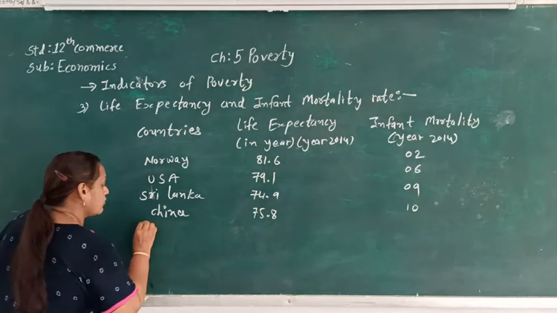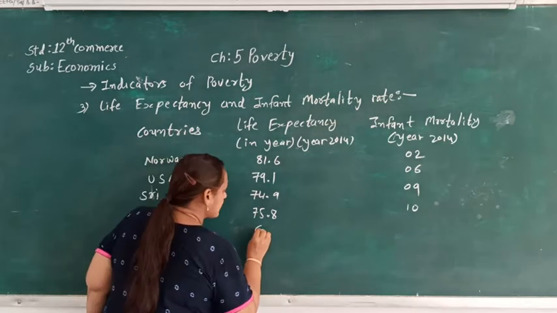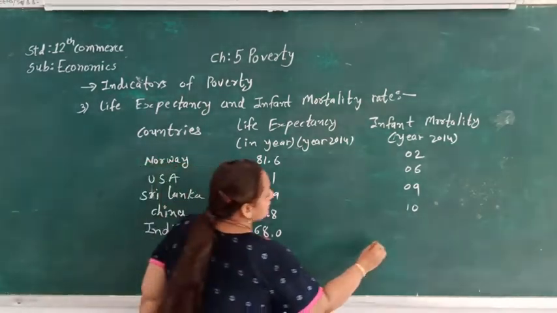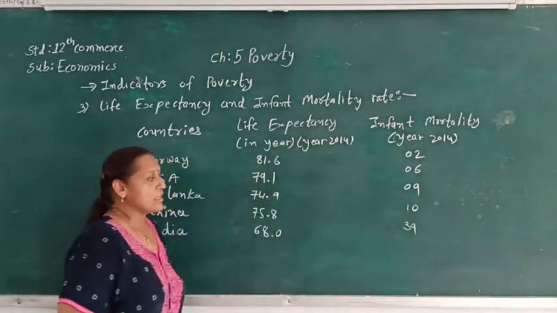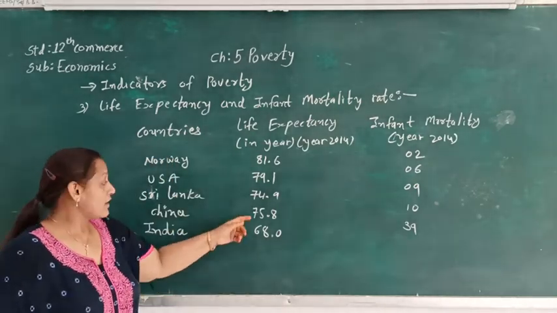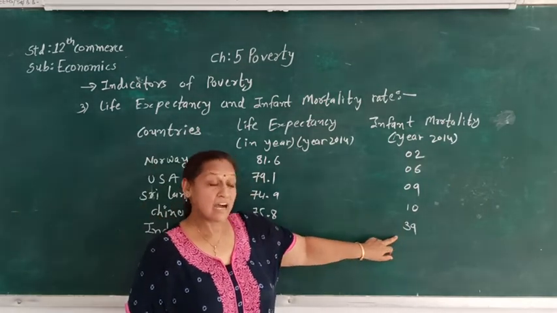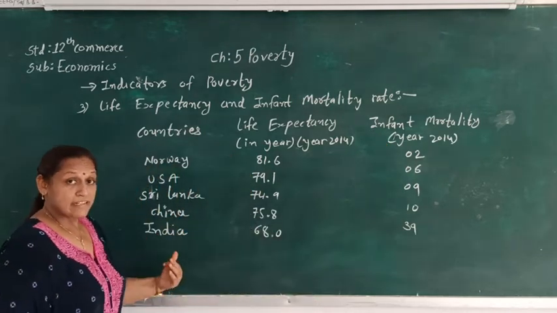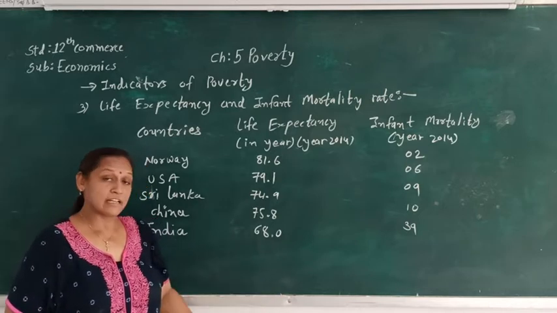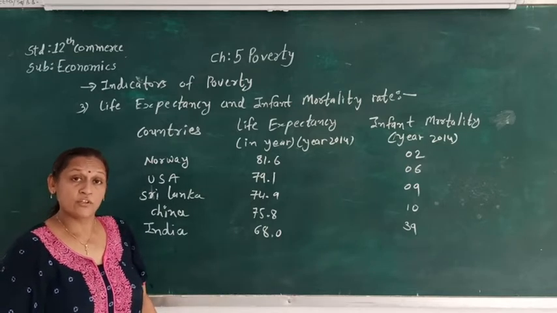And let's try to see India. Here for India, we can see that it is 68.0, and the infant mortality rate is 39 children. So here we can see that for India, life expectancy is lower than Sri Lanka and China. So students, you may note this down in your notebook.